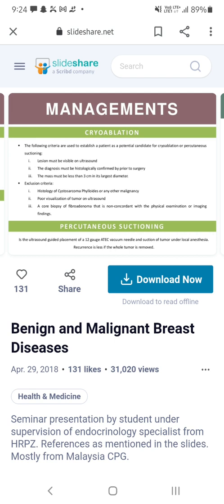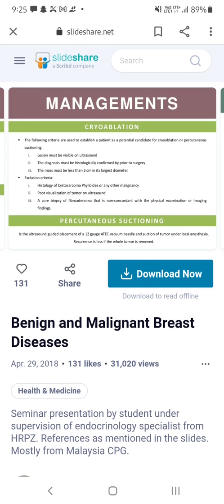Exclusion criteria include histology of cystosarcoma, phyllodes or any other malignancy, poor visualization of tumors on ultrasound, and a core biopsy of fibroadenoma that is non-concordant with the physical examination. Exclusion criteria means when we must not perform the cryoablation, that means contraindications. The first thing is if any other malignancy is there, you should not perform this. Second, if you can't palpate or clearly see the tumor in the breast on ultrasound or mammography, you cannot perform this. And if the biopsy reports are not good or came back undefined, then also you cannot do the cryoablation.